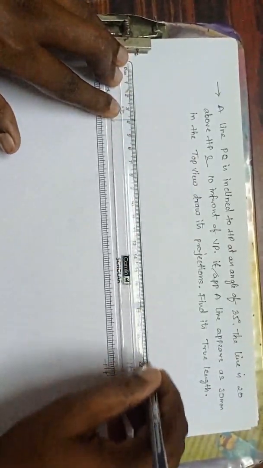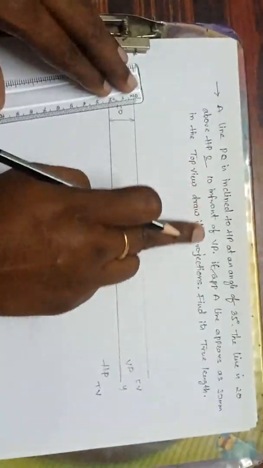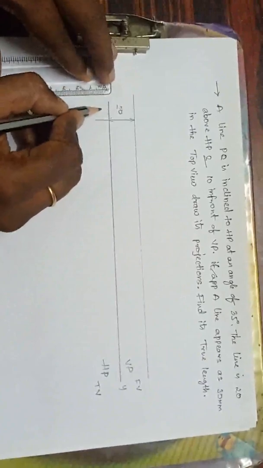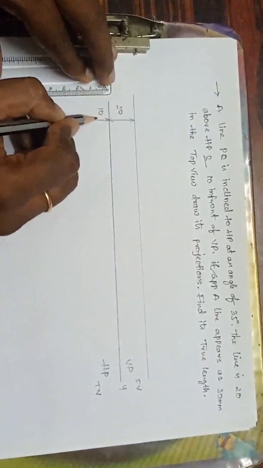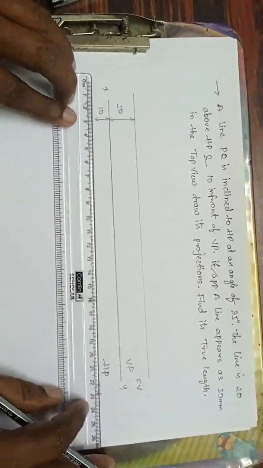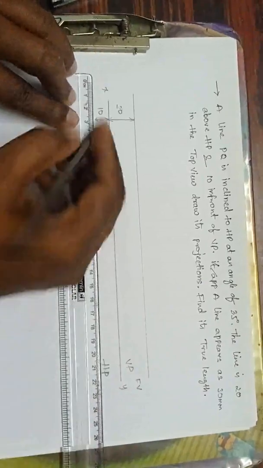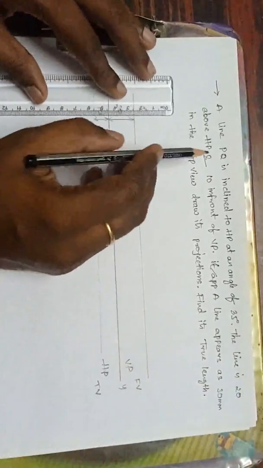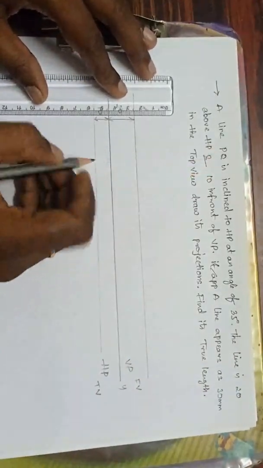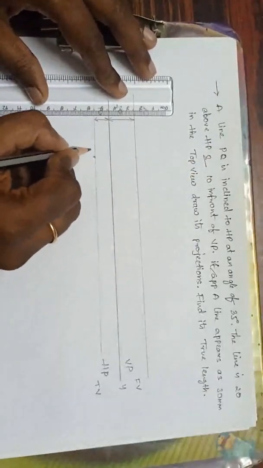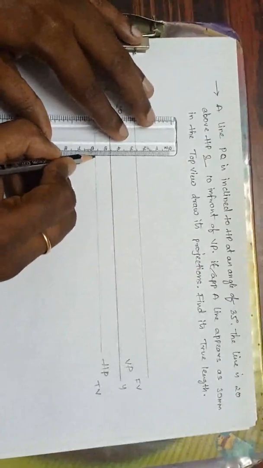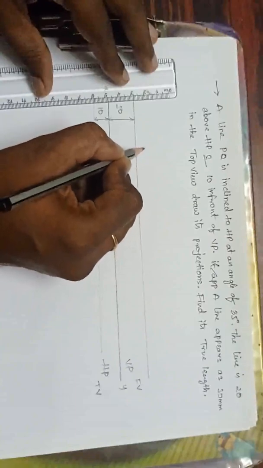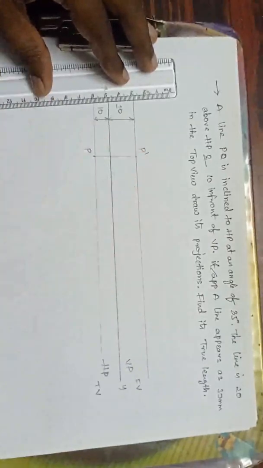This is 20 and he said 10 in front of VP. So I will draw in the HP. This is 10. Right. This is 10. So left side point how much? PQ. So first I will consider this is P, small letter p, and exactly at perpendicular I will assume this is P dash.